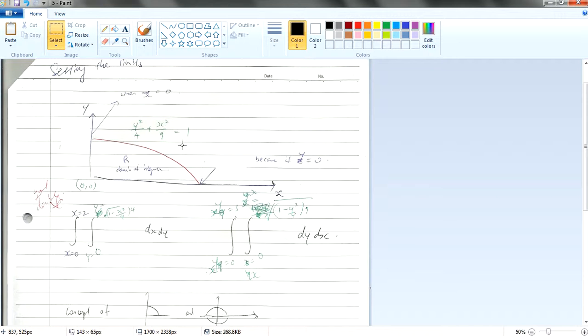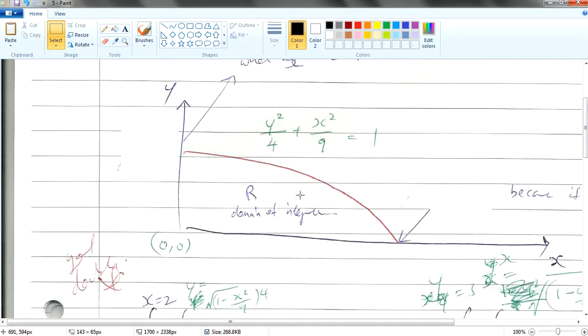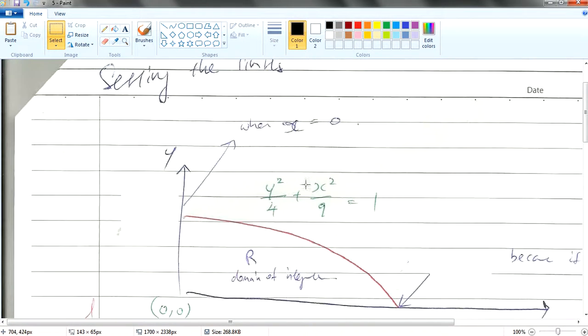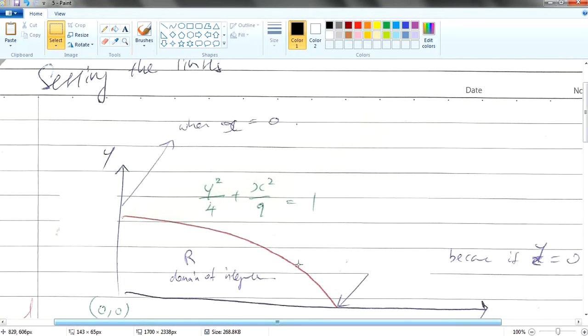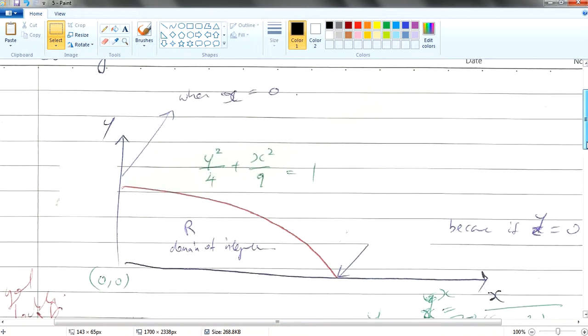Okay, now let's do an example. We have this shape, and this is the R, the domain of the integration, as I said earlier. We are gonna do double integration. You can do it in terms of dx dy or in terms of dy dx. Then this is the equation, and the first thing we need to do is to see which one is better.